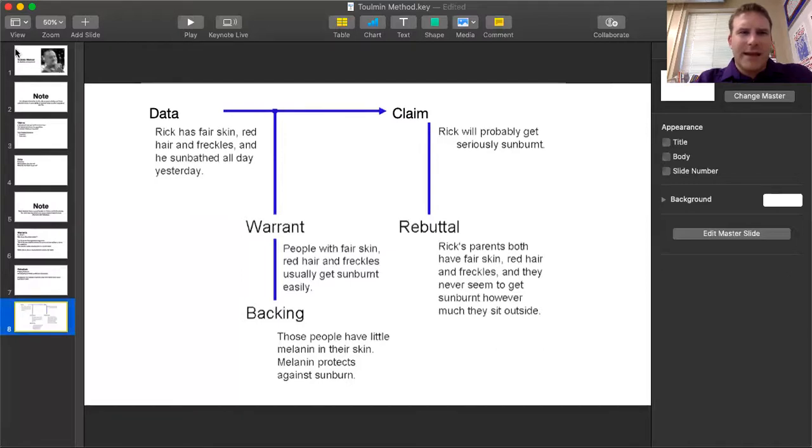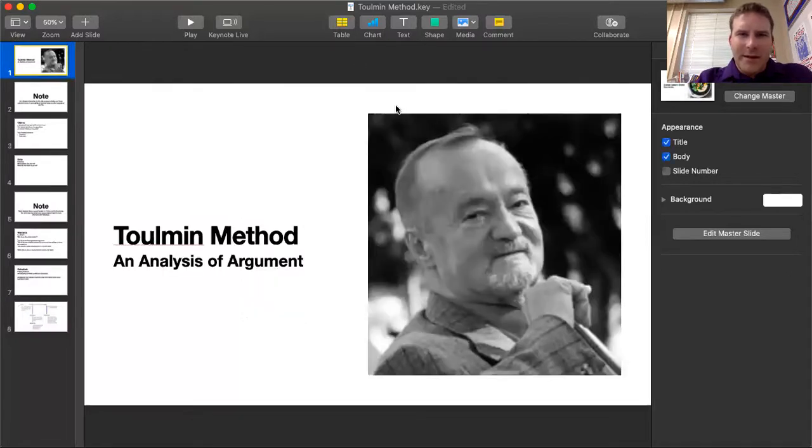So let's talk about Toulmin real fast since I was just talking about it, since that's one of the things that I need to teach you about today. As mentioned before, you should see my screen now. So, the Toulmin method, an analysis of argument. That's what the Toulmin method is.